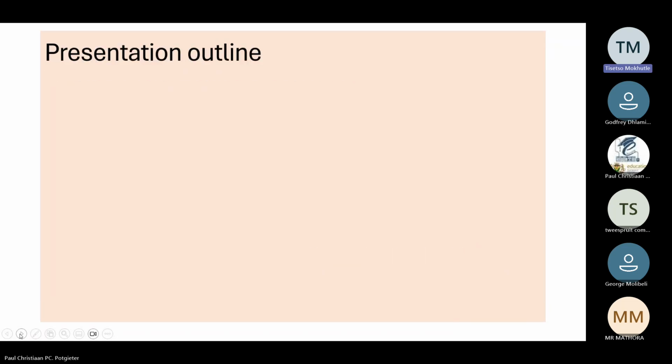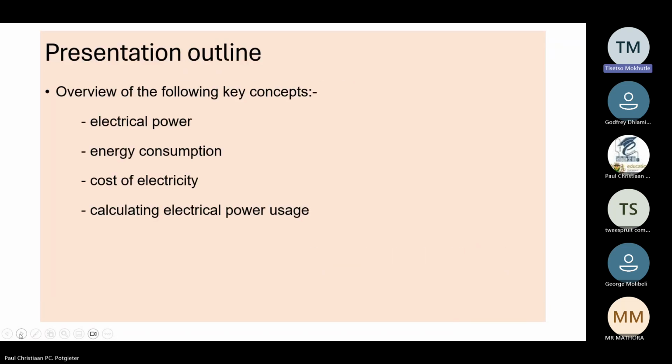Okay, the presentation outline is as follows. We are going to have an overview of what we talked about in the first lesson. I'll be revising the key concepts: electrical power, energy consumption, cost of electricity, and also introducing something new, calculating electrical power usage using your electricity voucher from your homes. Next.